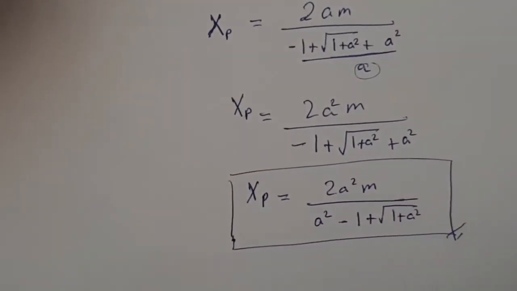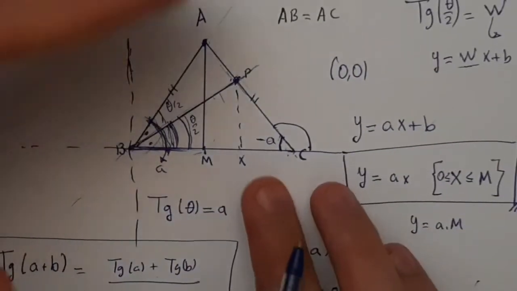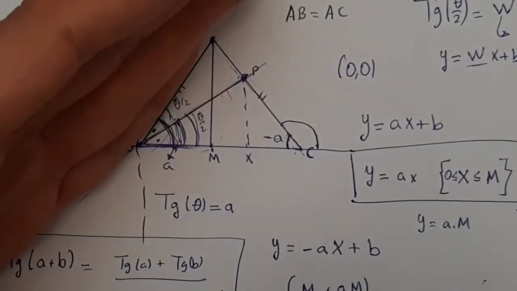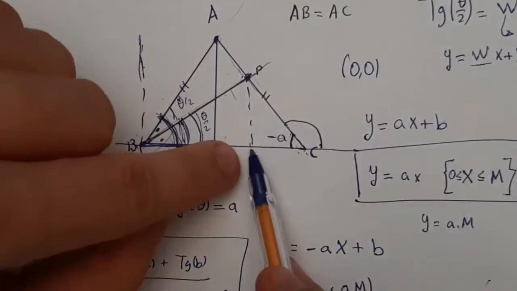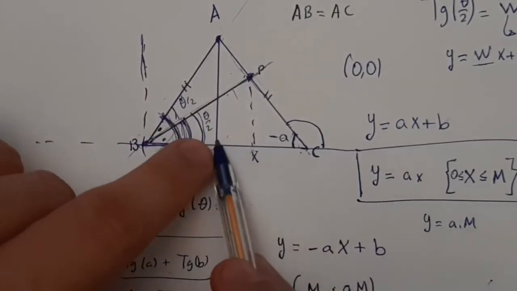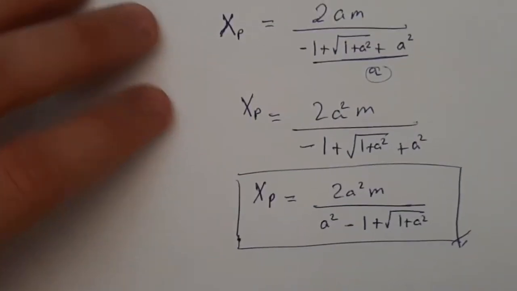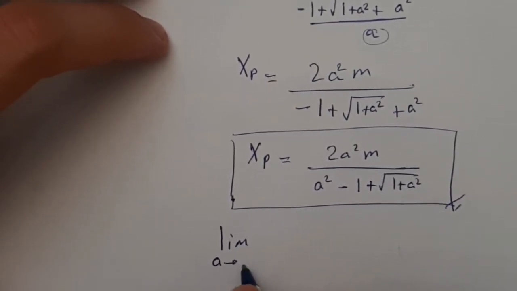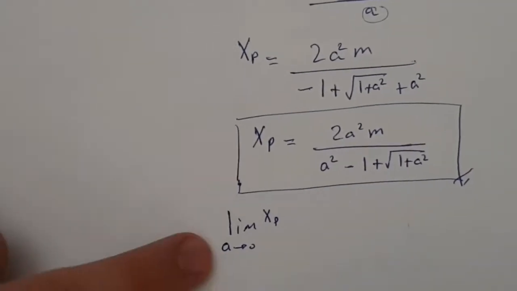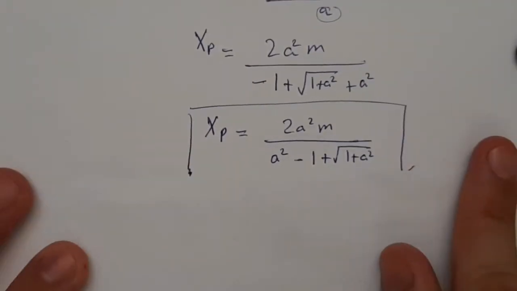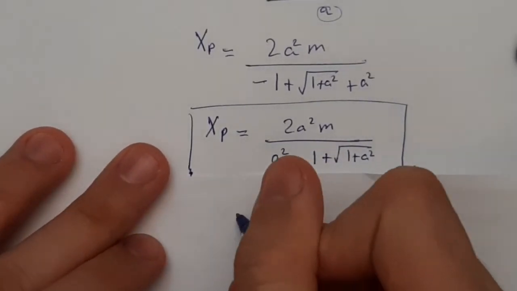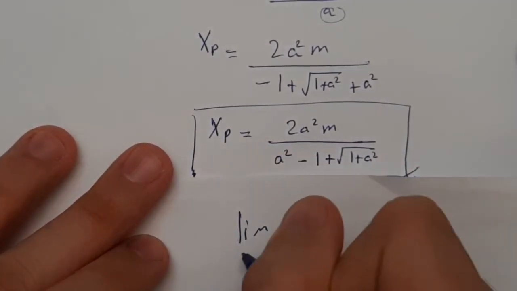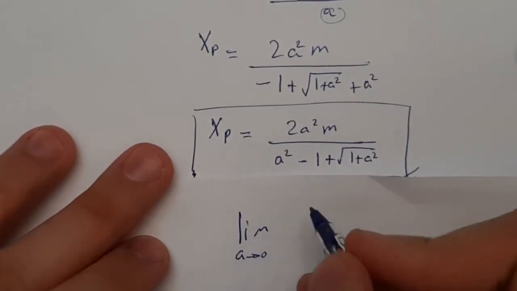Now, notice, this is the thing that we want to analyze. When are we analyzing it? In this point, when a, this linear coefficient, is going to 0, what happens to x? Does it go to c? Does it go to m? Does it go to 0? This is what we are analyzing. So what I am going to say here is that the limit when a is going to 0 of x of P. This is what I need to find. So let's find now our limit, when a is going to 0 of x of P.